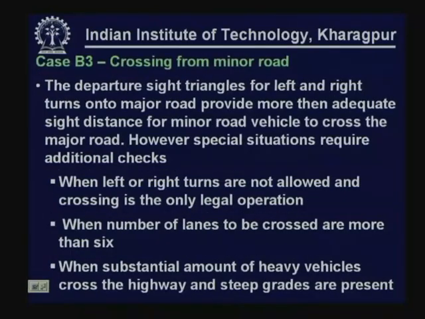Now, the case B3, crossing the major road. Normally, the departure side triangles for left and right turns onto the major road provide more than adequate side distance for a minor road vehicle to cross the major road. Therefore, normally no separate consideration is required, but there are certain special situations, like when left or right turns are not allowed and crossing is the only legal operation, or when the number of lanes to be crossed is more than 6, or when a substantial amount of heavy vehicles cross the highway and steep grades are present. Those are the special cases where one has to look for the required side distance for crossing the major road.